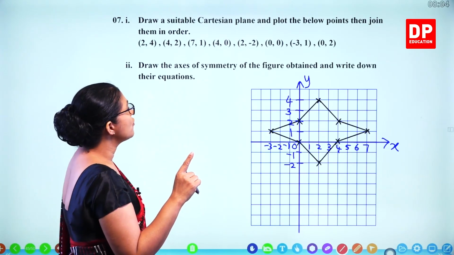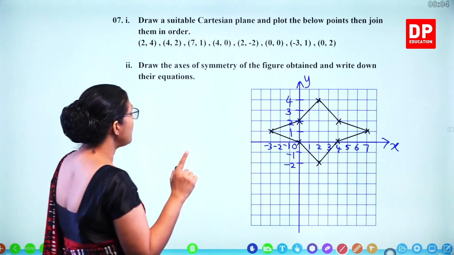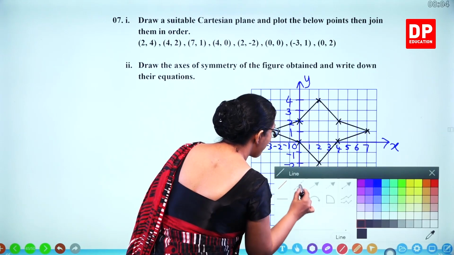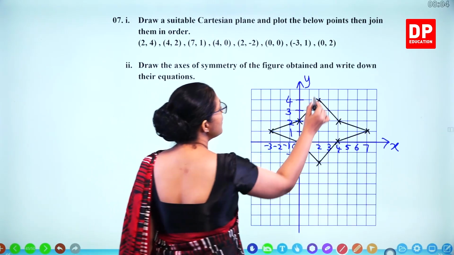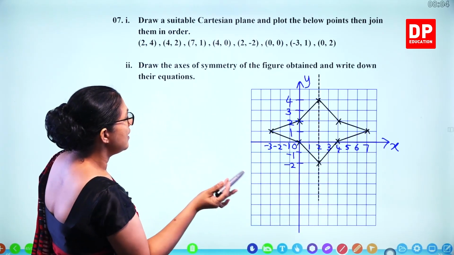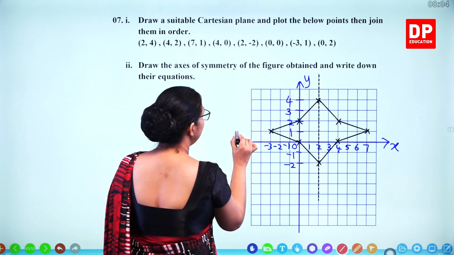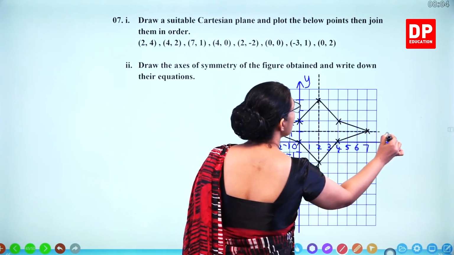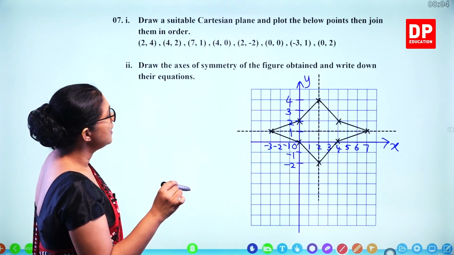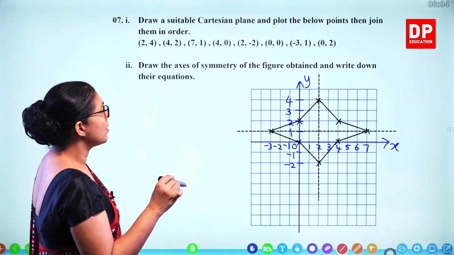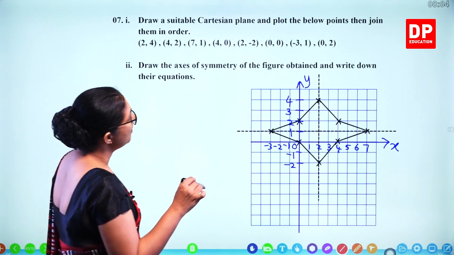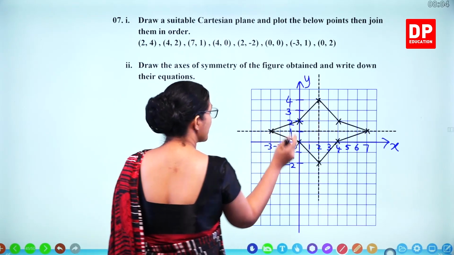Draw the axes of symmetry of the figure obtained and write down their equations. Now this is a symmetric figure. Can you see that? We can draw the axes of symmetry. One line is here, equally divided. Another line is here. That's also equally divided. So that's all. You can't divide here because this length and this length are different.